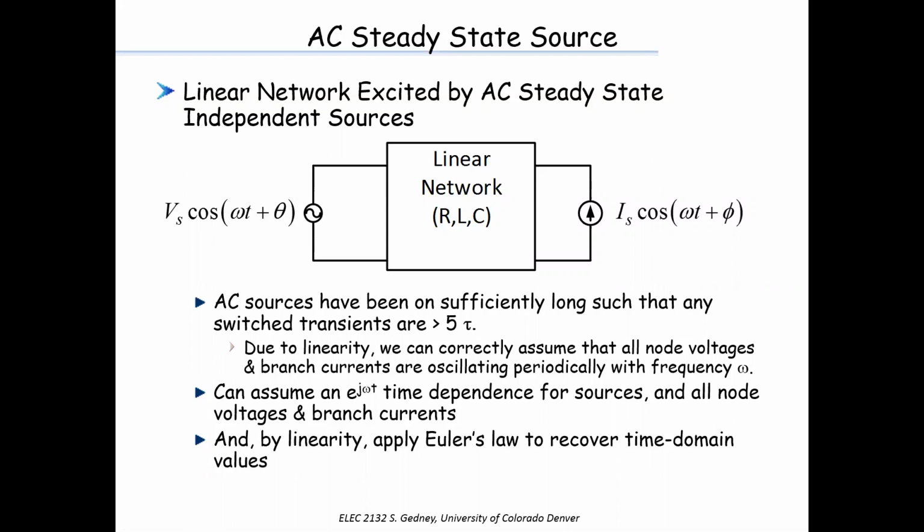If we do that, then we can correctly assume that all voltages and currents in the circuit will also be oscillating with the same frequency omega. That is 2 pi over T, where T is the period of the oscillating source. As a result, we found last time that we can assume an e to the j omega t time dependence for all of our sources, and for all node voltages and branch currents. And by linearity, if we calculate these voltages or currents with this e to the j omega t dependence, we could simply apply Euler's law to recover the time domain values.